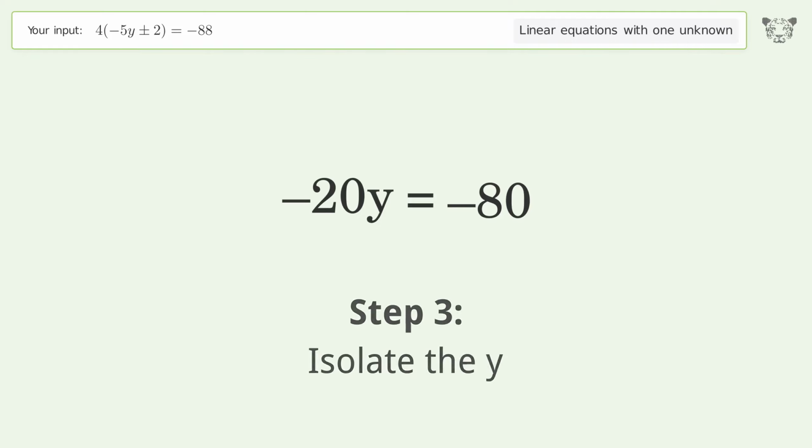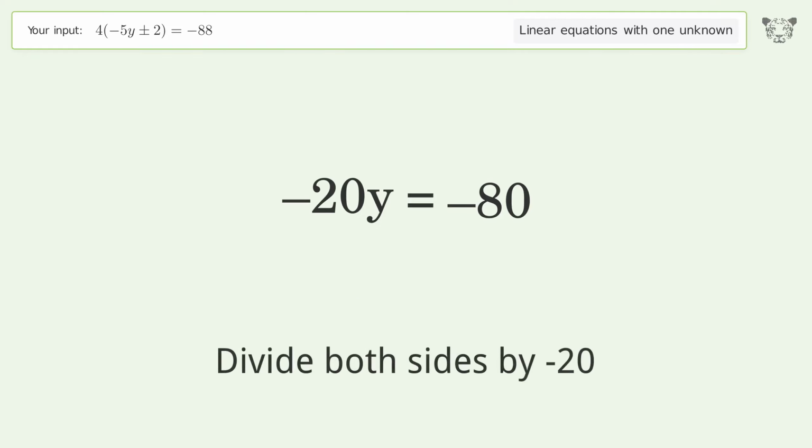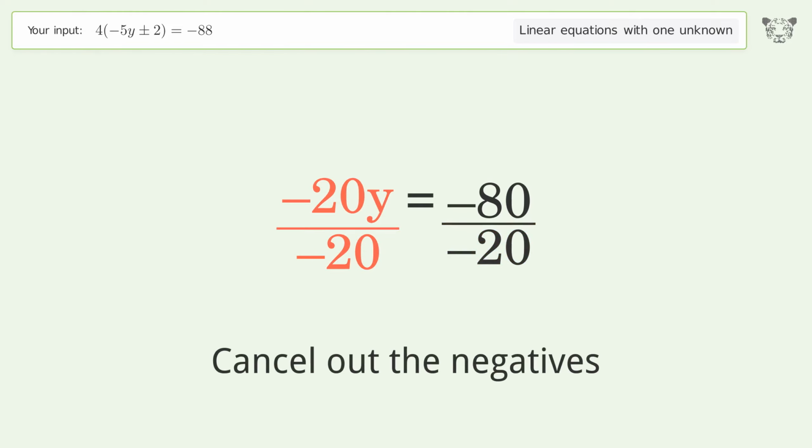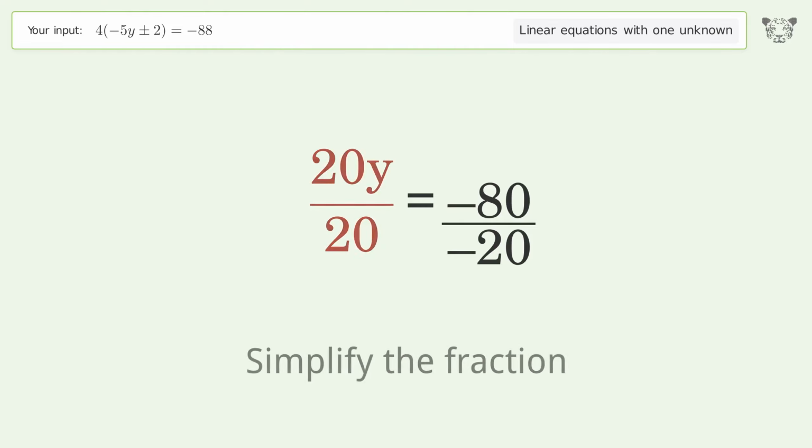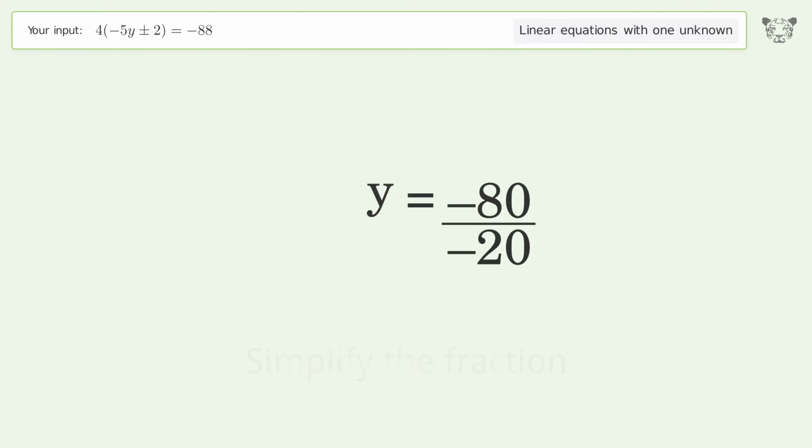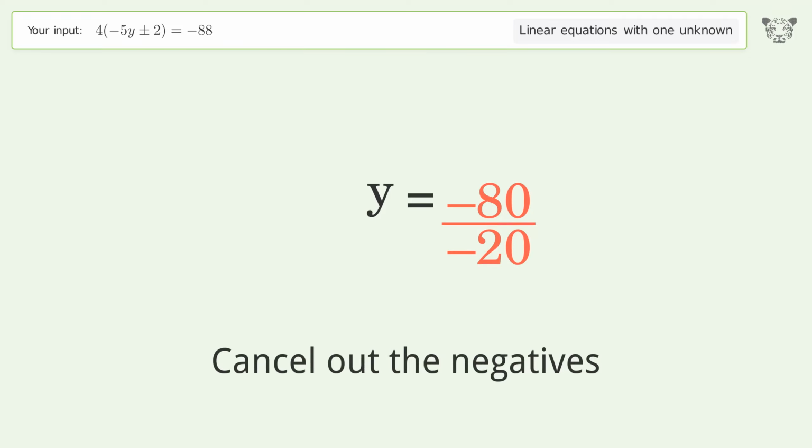Isolate the y. Divide both sides by -20. Cancel out the negatives. Simplify the fraction. Cancel out the negatives.